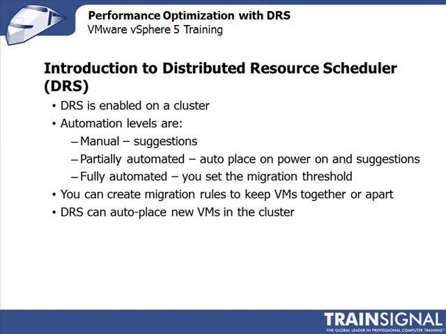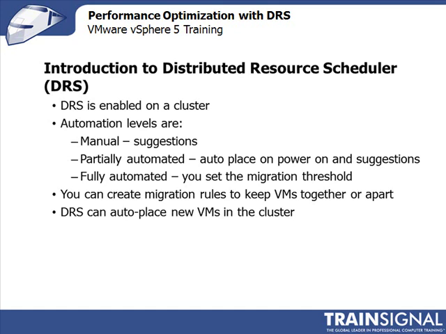Then there's partially automated, which is really just automatic placement. So when you power on a new virtual machine that you just created or one that was there for a while, whenever you power it on, it's automatically placed on the correct ESXi server that has the least load. And then it's going to offer you suggestions about load balancing.